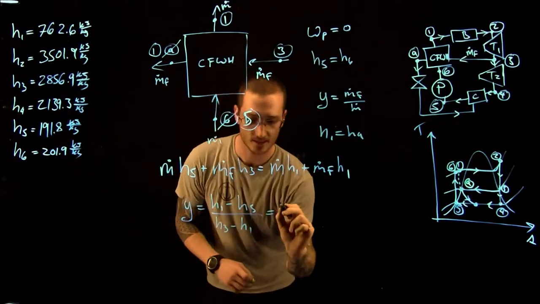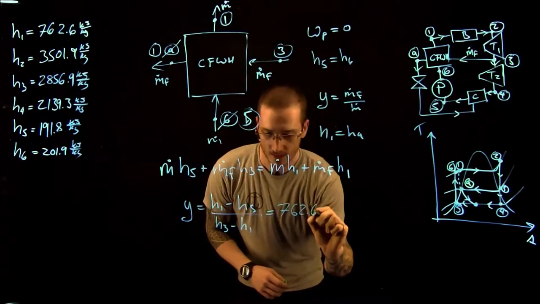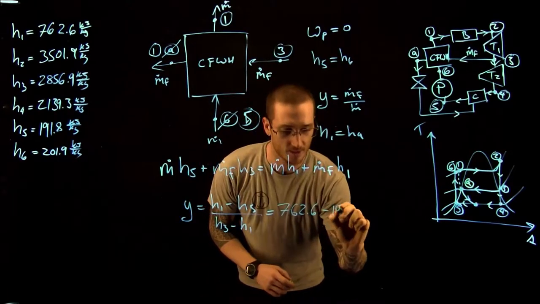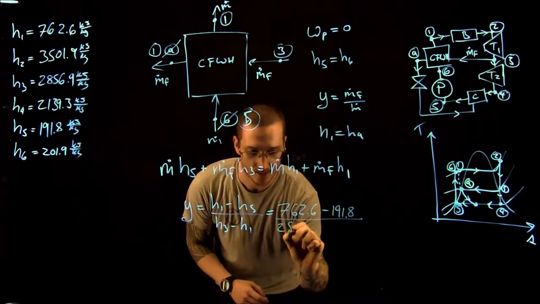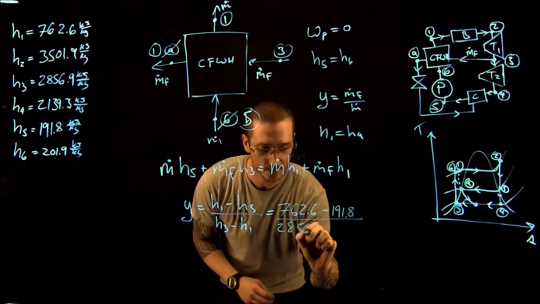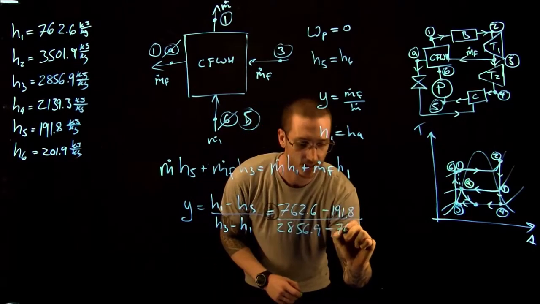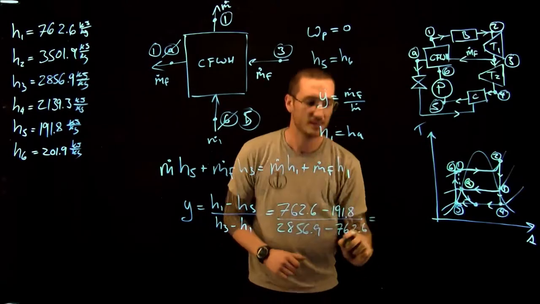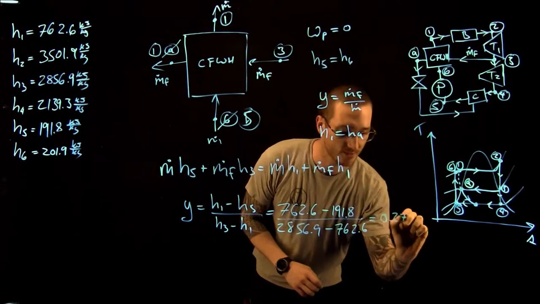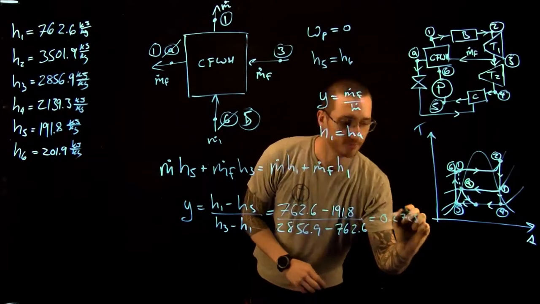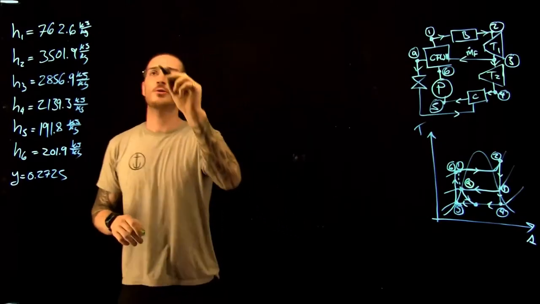This gives us 762.6 minus 191.8 divided by 2,856.9 minus 762.6. This gives us a mass fraction equal to 0.2725. Now we have all the information we need in order to solve for a thermal efficiency.